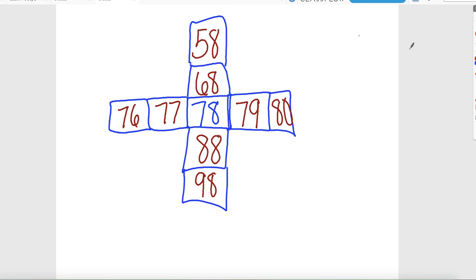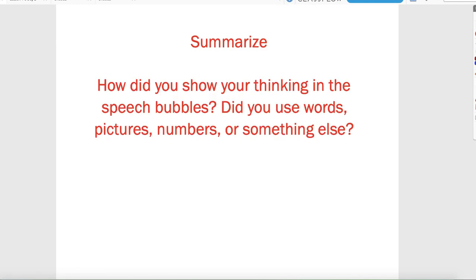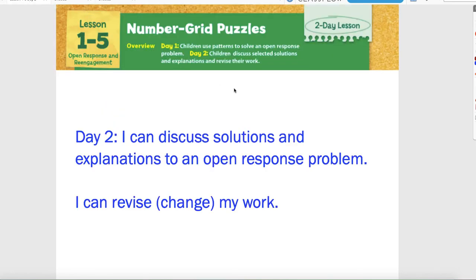All right, let me click back to my main screen here. Let's see what's next with this one. Oh, we didn't do the speech bubble part, and that's okay. Normally we wouldn't do this right now anyway, because I usually like to have us just talk out loud about it, which is already what we've been doing.